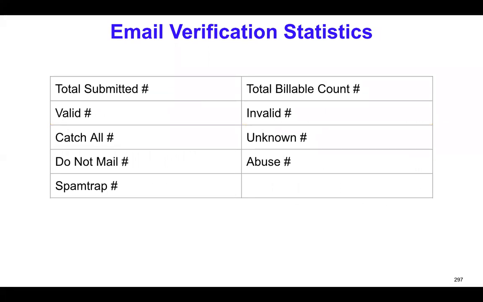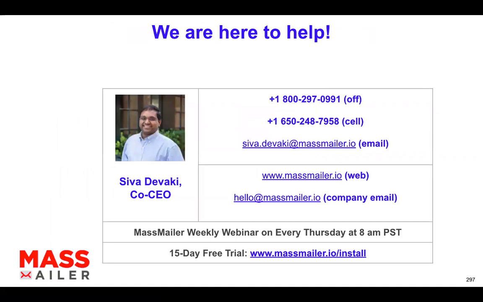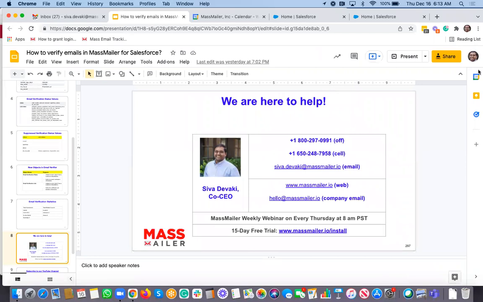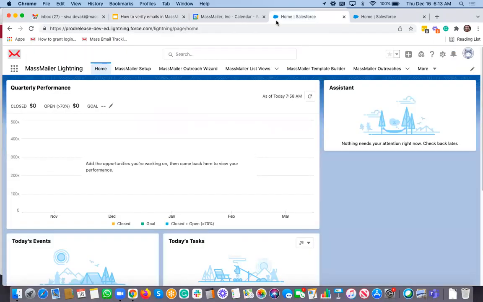And these are the statistics that we capture. How many were submitted? How many are valid, catch-all, do not email, spam trap? Total billable count, which is the number submitted minus unknown, so we do not bill for the unknown. Invalid, unknown, and abuse. So these are all the statistics that we capture on the email verification job object. Okay, and let's take a quick look at how this feature really works.